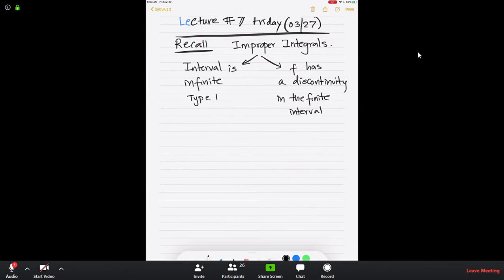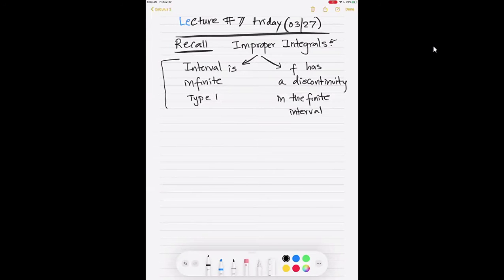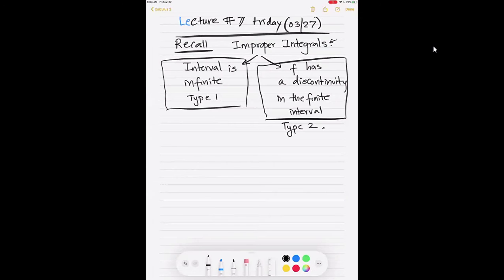So, recall, we were talking about improper integrals. Well, what are they? One is when the interval is infinite, which is type 1. And then f has a discontinuity in the finite interval, which is type 2. What kind of discontinuity? Not a jump, but it's got an asymptote. Or, I don't want to say this, but for us, it is okay if we say that. So I'm going to say non-removable discontinuity.